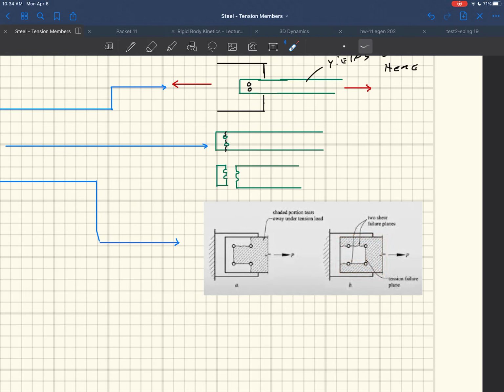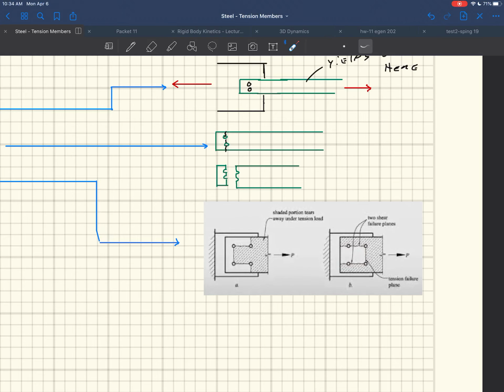The inside, in this case, that big chunk would come out. In this case, this big chunk would come out, right? And so there's two different mechanisms that it could fail for block shear, right? In order for it to fail in block shear here, you'd have a tension failure here, and you'd have shear failures at these locations, and then another tension failure here. For this case, you'd have shear along these lengths, and you'd have tension along this length, right?